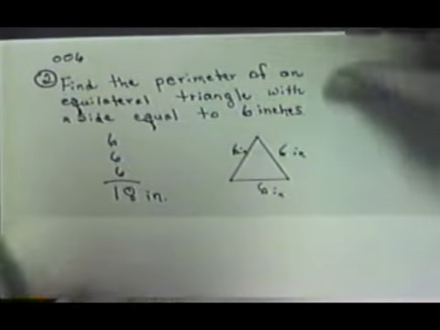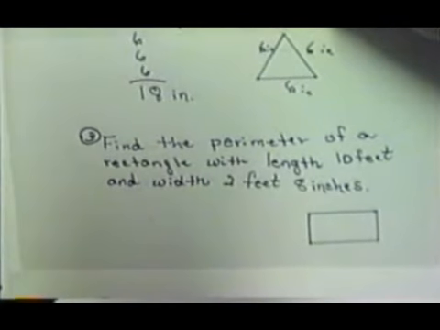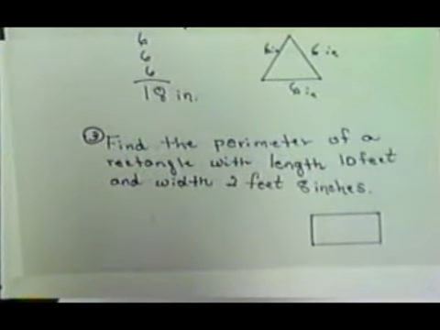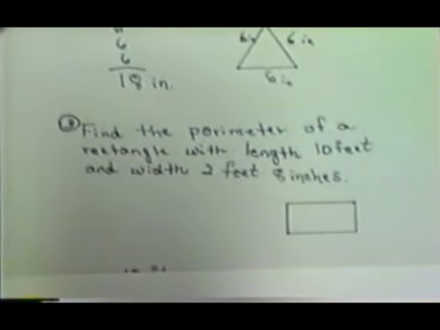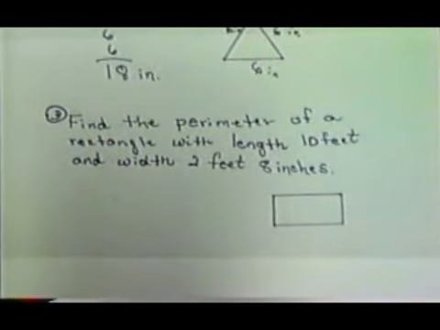Let's look at another figure. This time we want to work with a rectangle. Let's move it over a little bit so we can see it better. We want to find the perimeter of a rectangle that has length 10 feet and width 2 feet 8 inches.